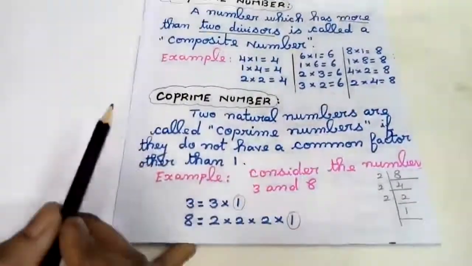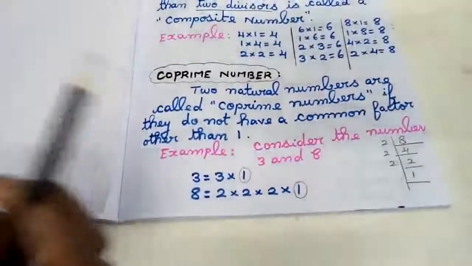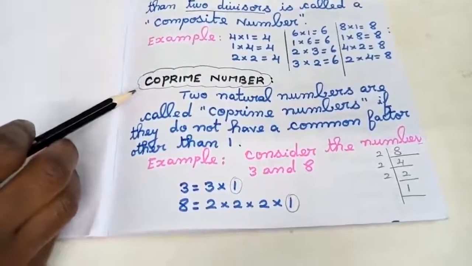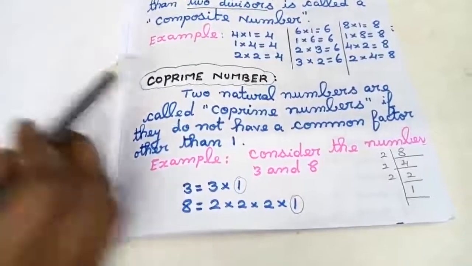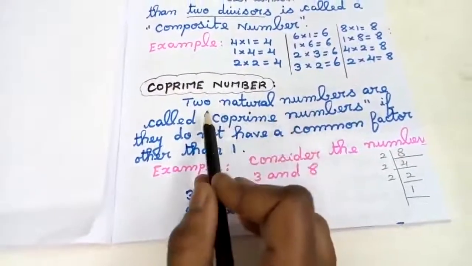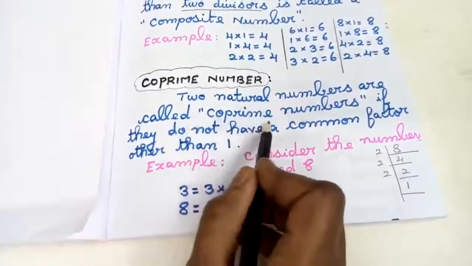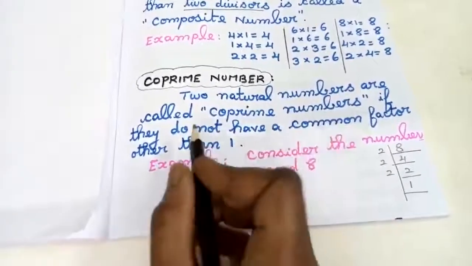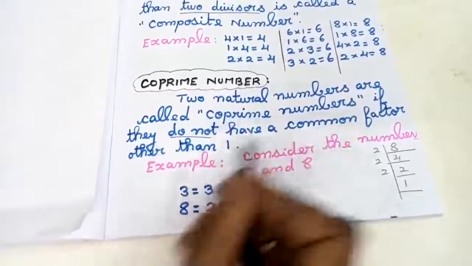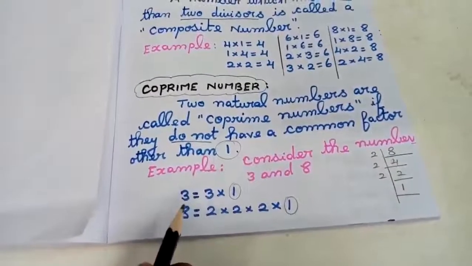Coming to co-prime. So what is the speciality of co-prime? In co-prime I am not going to take only prime numbers, I will take any number, but the concept here is I will be comparing 2 natural numbers, students. Be careful. 2 natural numbers are called co-prime numbers if they do not, understand the concept, if they do not have a common factor other than 1. They will not have any common factor except 1.